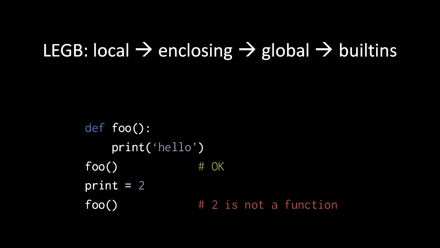Very briefly, we can see this happening in action. Here's a function foo, which invokes print from the builtins module, and if we invoke foo the first time, that's okay, it prints hello. But then if in that module we assign to print some number, something which is not a function, and then we try and invoke foo, well then print inside the foo function is going to resolve to print of the local module now, and that's a number, not something we can invoke, so this is going to trigger an error, an exception.